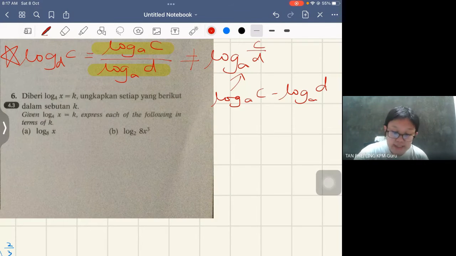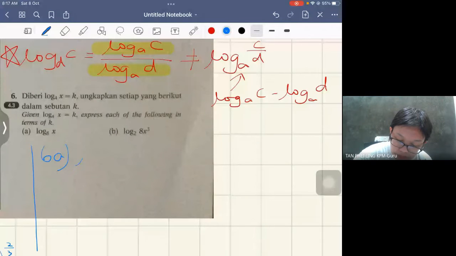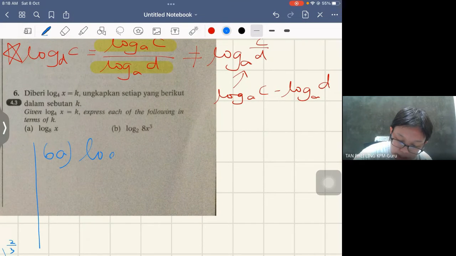All right, so let's go to solve question. So we have number 6 here. Number 6a first. They tell us that log x base 4 is equal to k. So they want us to express each of the following in terms of k. So now we have log x base 8, right? We say already, we want to change to base 4 in order to express in k.